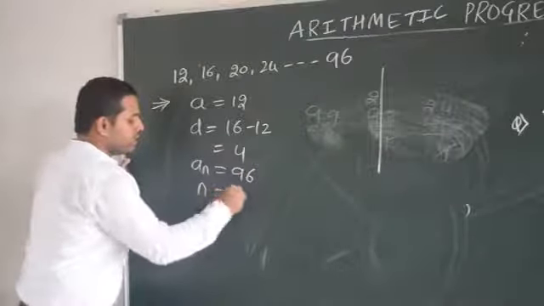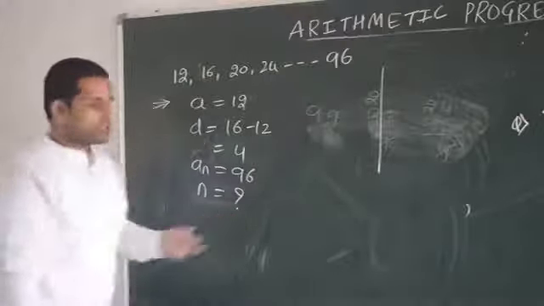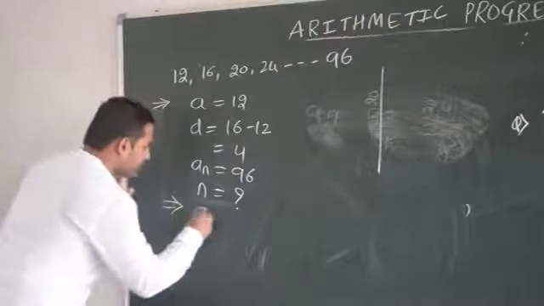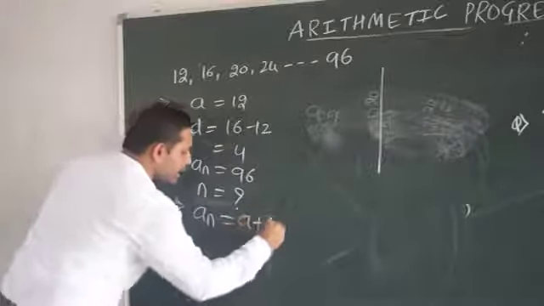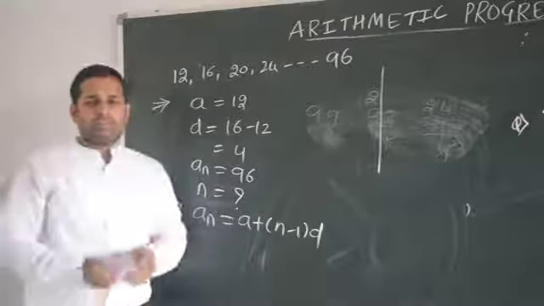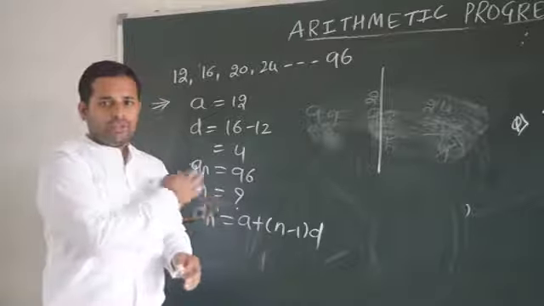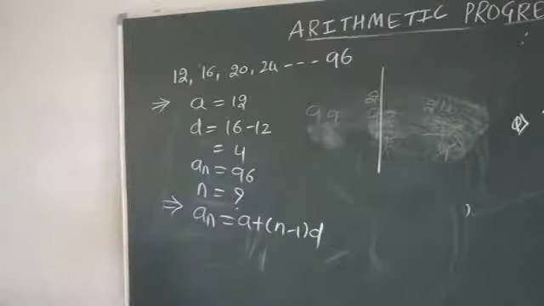Now you find n, how many numbers are there? You just calculate that. So what will be the formula? an is equal to a plus (n minus 1) into d. Will you do this? Okay, I don't want to waste time on all these silly problems. Already I have given you all the inputs. You try to solve it on your own. Let's get into the next question.